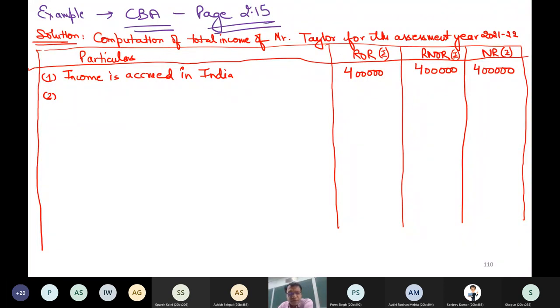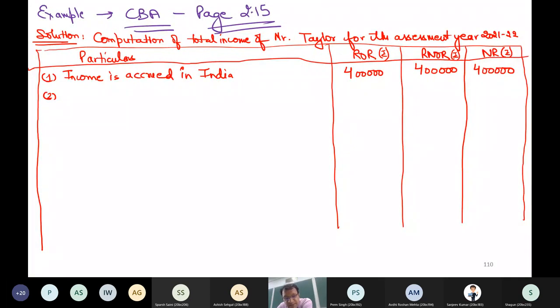Second point, rent from a house property. Can you tell me under which head this income falls? Is it salary, PGBP, capital gain, other sources, or house property? Under which head is this rental income shown? Rental income is always shown as income under the head house property. When we discuss the chapter on house property, you will learn that rent from a house property is always taxable under the head house property. So it is house property head income.